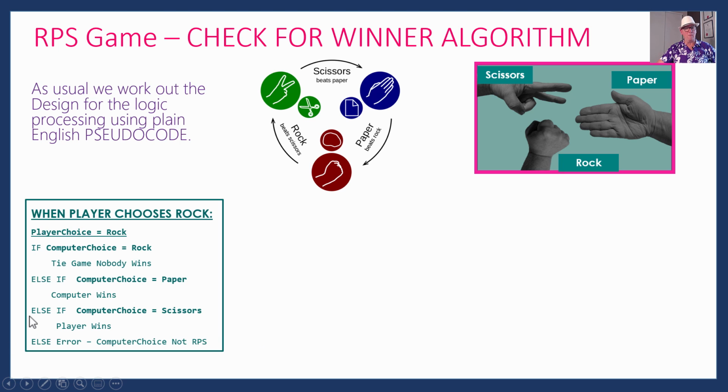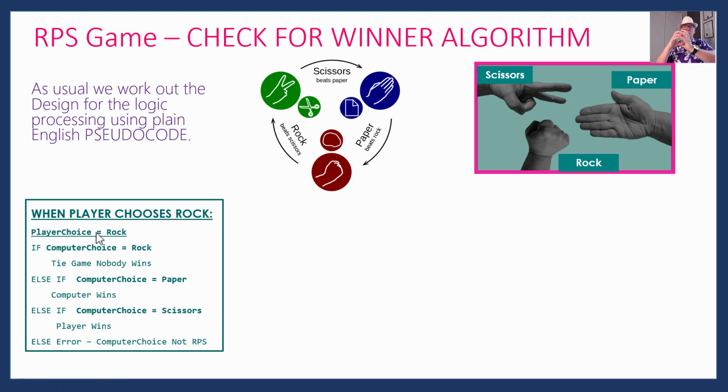Although maybe something else happened. Maybe the player chose rock, but the computer randomly chose scissors, which is bad for the computer because the rock can smash the scissors and break them to pieces, and so the player's going to win. Otherwise, maybe something's wrong with our program. We haven't got a computer choice at all, so we need to put out a little error message there. All right, so that's just having a little look. What if the player's chosen rock?